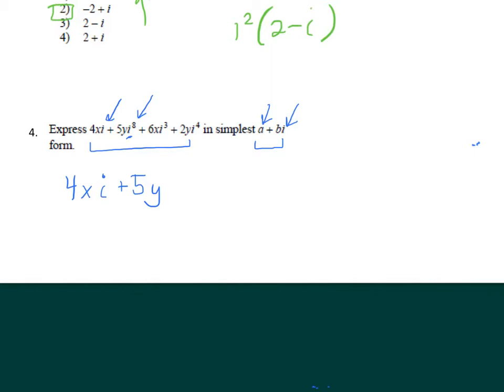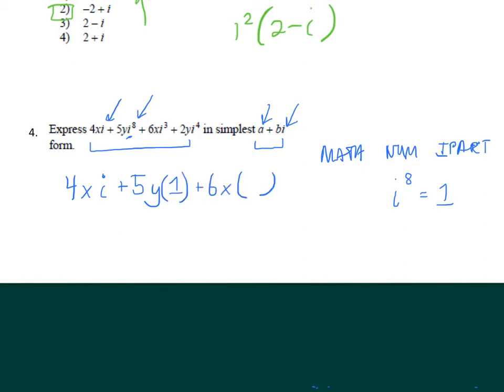That would be the math key. We're going to the math key, to NUM, and then to the i part. You type in i to the 8th power, and it will give you 1. Now be careful here that your 1's and i's don't get mistaken. This is a 1 plus 6x. We have i cubed right here. i cubed in the calculator would give you negative i.